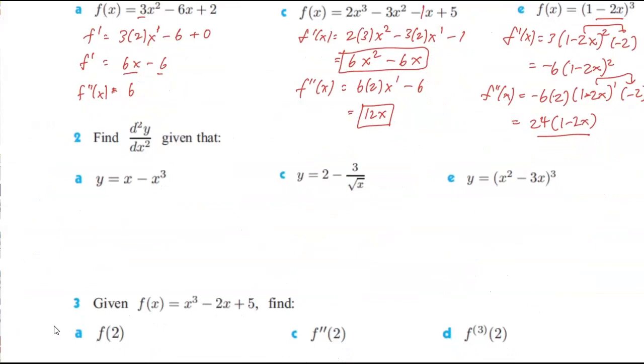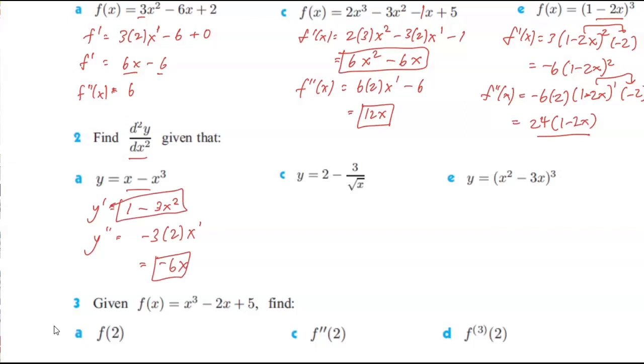Find the second derivative given that this is our function. The first derivative is 1 minus 3x squared, right? Don't even need to simplify. Second derivative is 0, negative 3, bring down the 2, lower the exponent by 1, simplify, negative 6x.